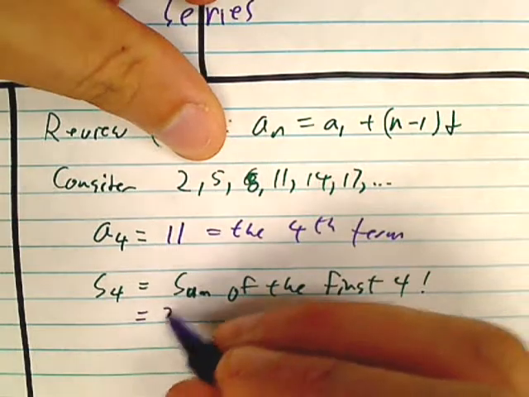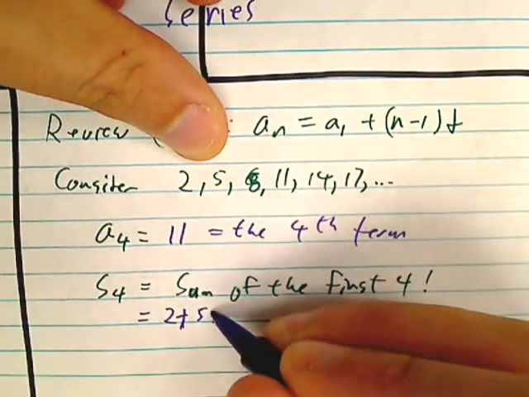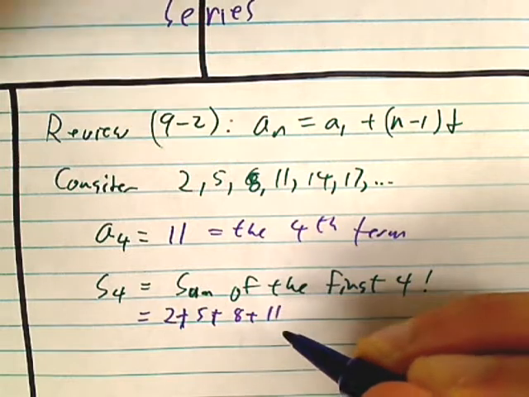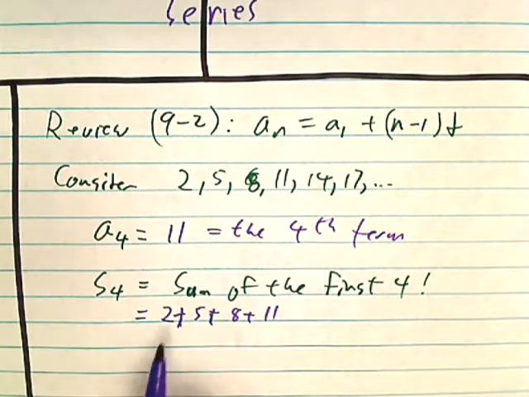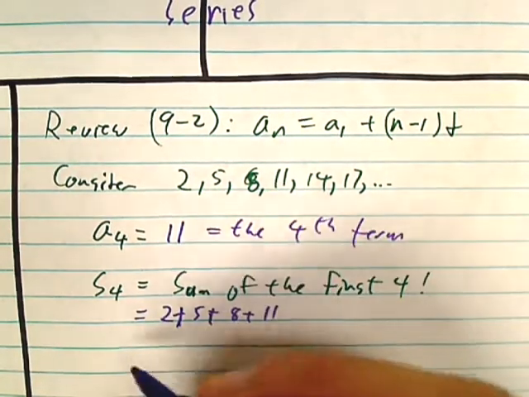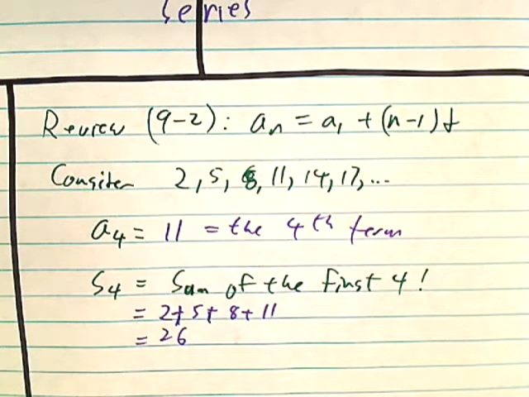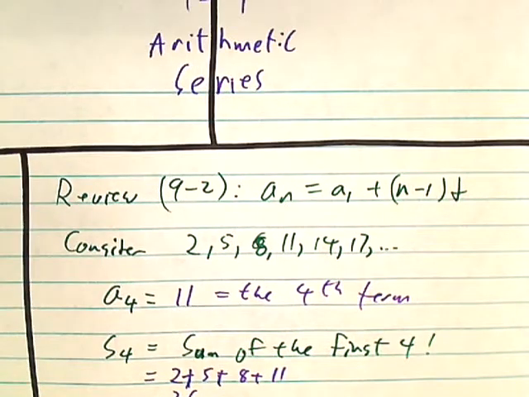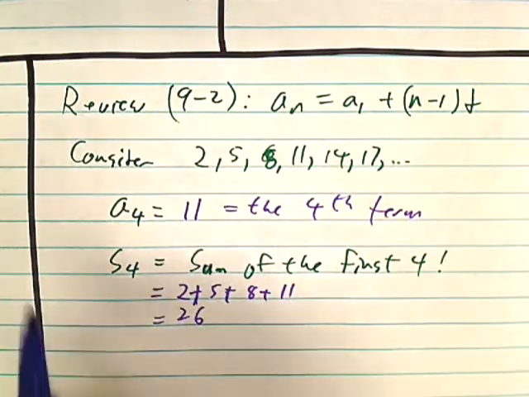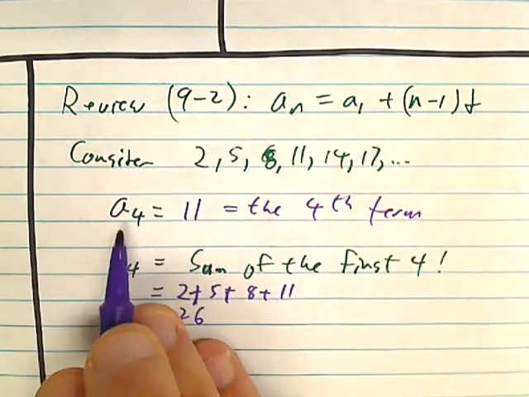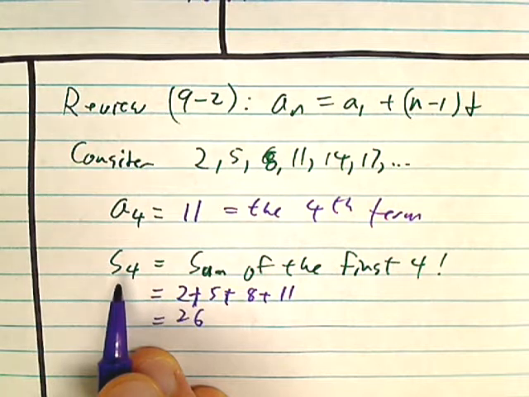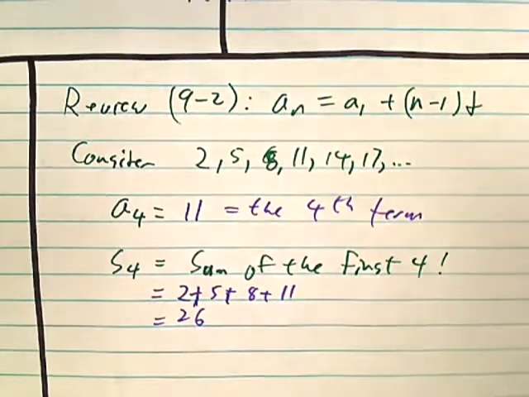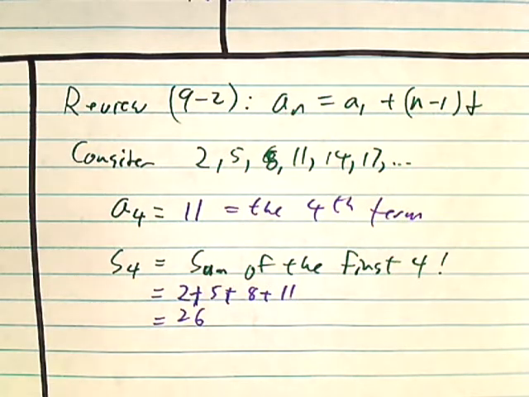Well, what are the first 4 terms? 2, 5, 8, 11. So this says S sub 4: take the first 4 terms and sum them up. So 2 plus 5 plus 8 plus 11. Let me see. That is 26. So when I'm talking about a series, I'm adding up the terms. So this is a sequence, and this is a series. That's the difference between section 9.2 and section 9.4. When it says sequence, just make a list of numbers. When it says series, you add those numbers up, giving you a total.